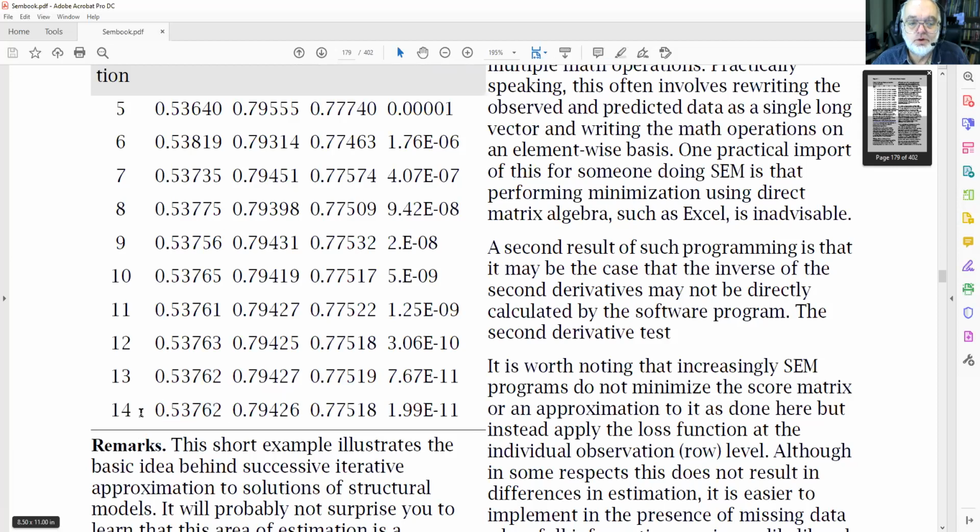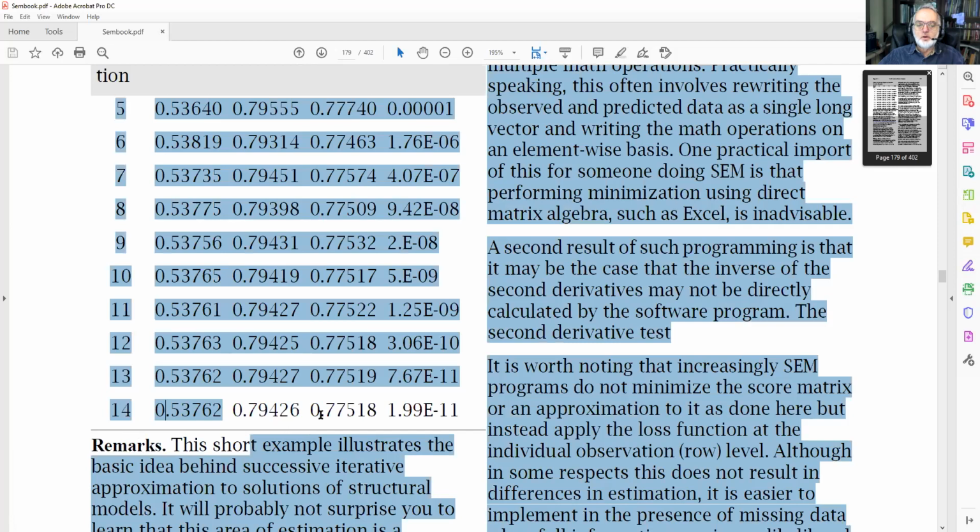So at the end, notice by the end of iteration 14, these numbers are changing out in the 1,000, 10,000, 100,000ths place from what they were before. And we then say, well, stop the program. We're going to take these three values as our guesses about the loadings.